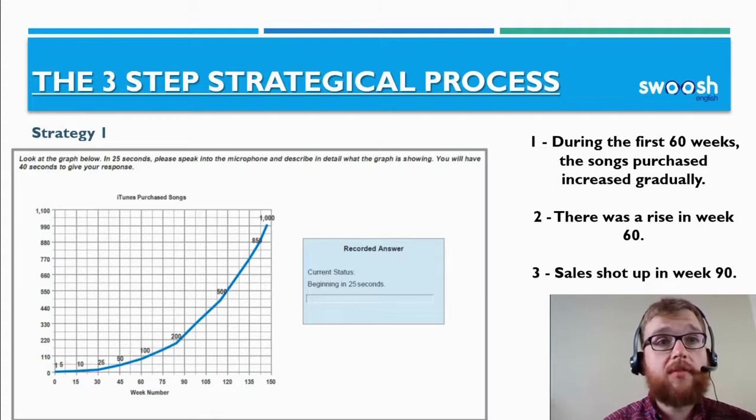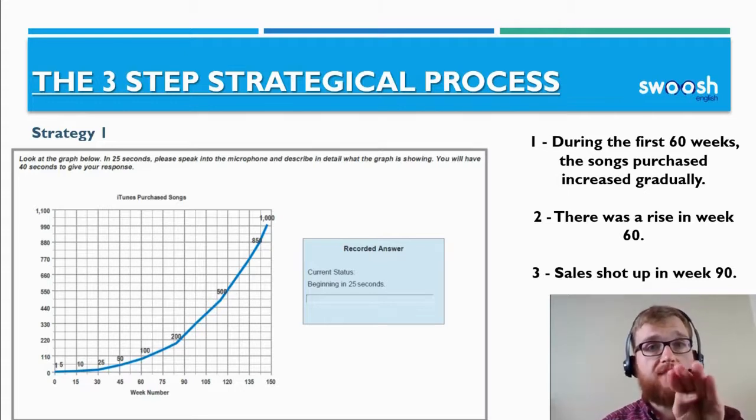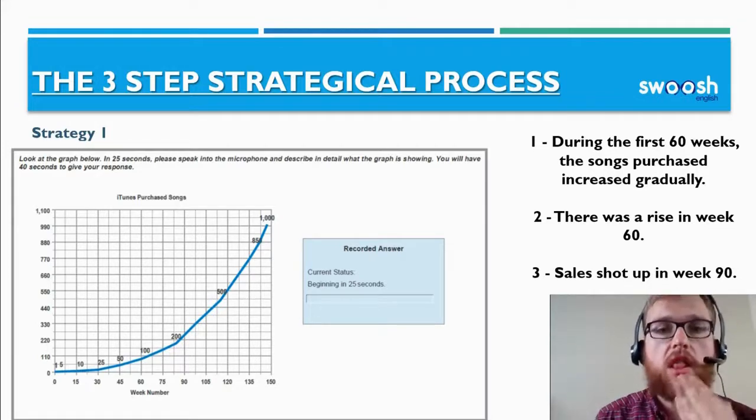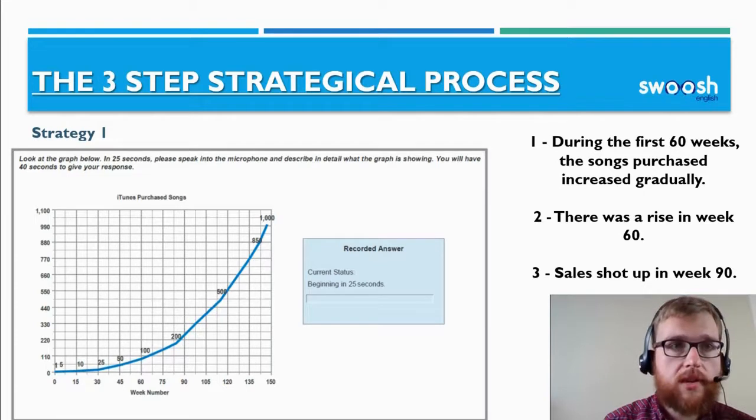And then finally, we have a look at week 90. That trend from week 60 to week 90 keeps increasing, increasing, and increasing. And then at week 90, the trend changes. And we can say that sales shot up with a much larger and more rapid increase.